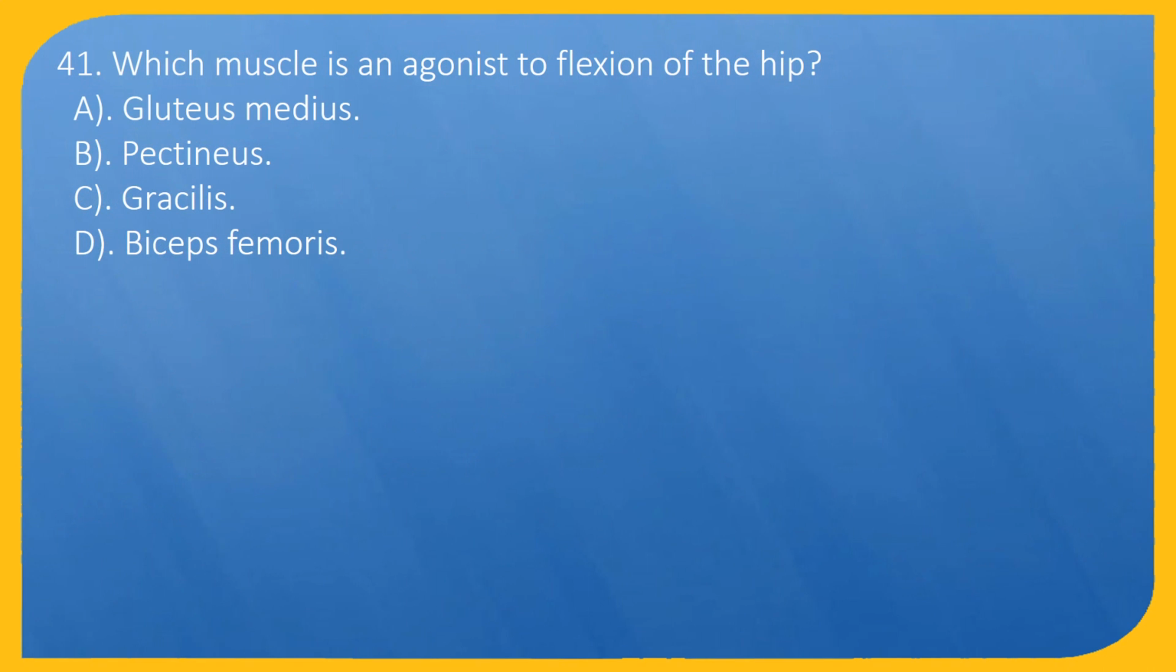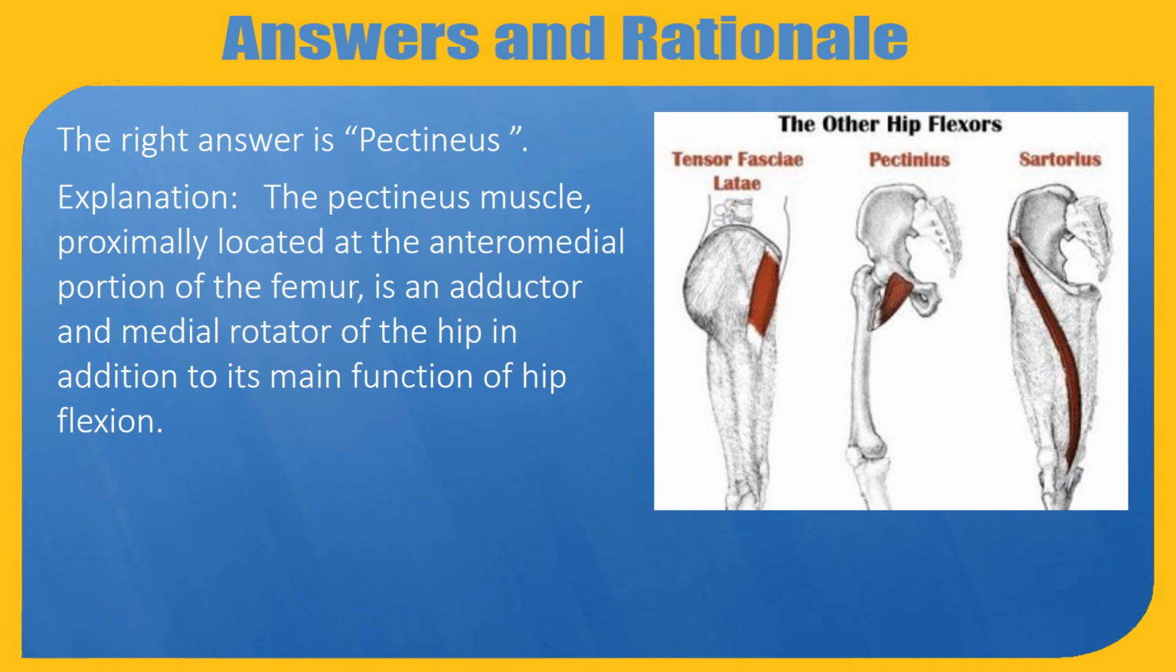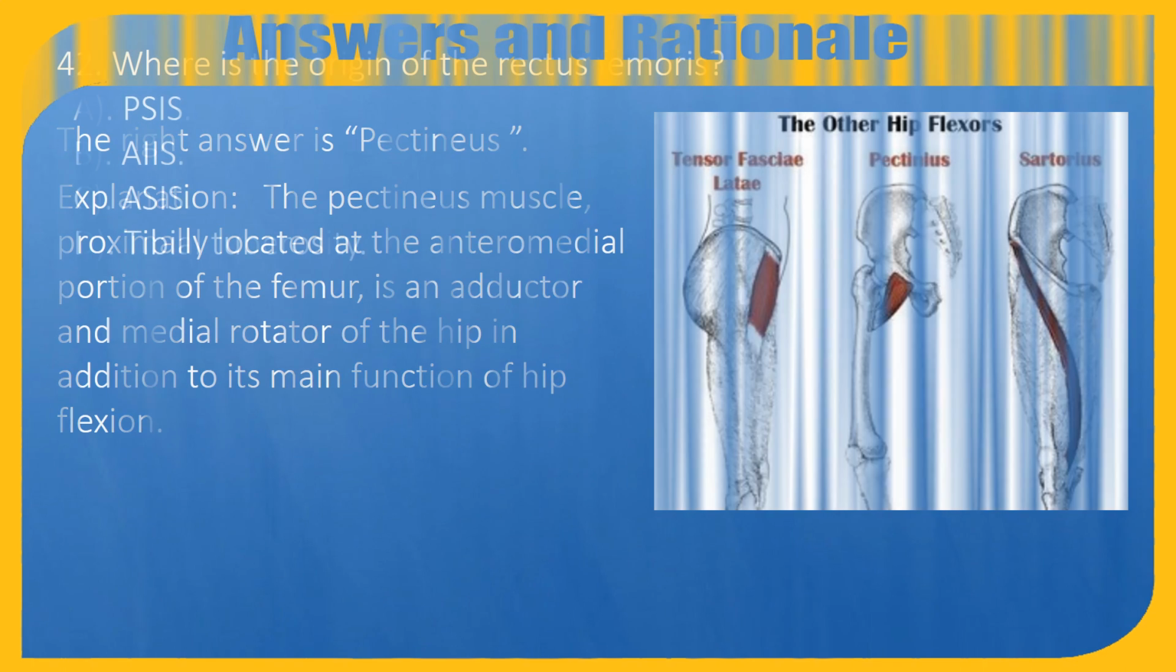Question 41. Which muscle is an agonist to flexion of the hip? A. Gluteus medius. B. Pectineus. C. Gracilis. D. Biceps femoris. The right answer is pectineus. Explanation: the pectineus muscle, proximally located at the anteromedial portion of the femur, is an adductor and medial rotator of the hip in addition to its main function of hip flexion.